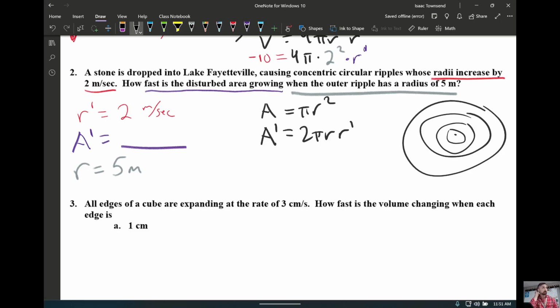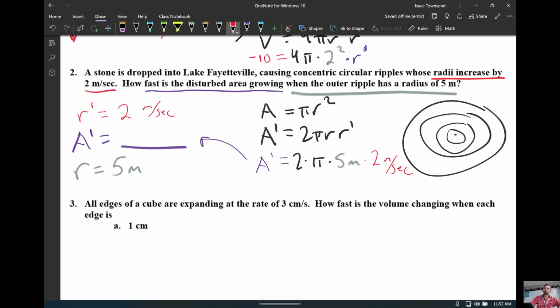That's really just chain rule. I know it doesn't really look too much like chain rule, but it's an application of chain rule. And then if we're lucky, we've got everything we need. I know I don't have a prime because that's what they're trying to ask me to find. 2 is just a number, pi is just a number. They told me when r is 5 meters, it is changing at 2 meters per second.